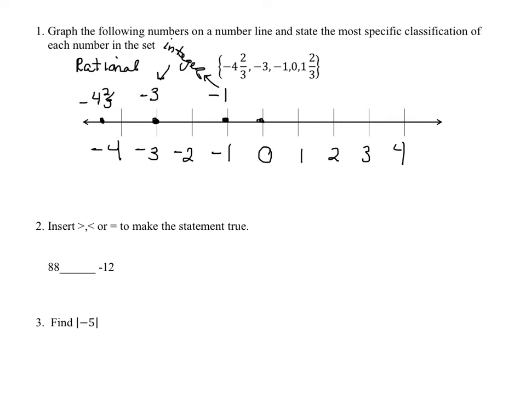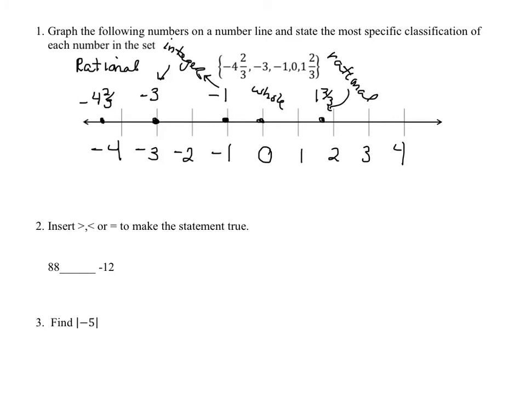0, the most specific classification would be whole number. 1 2/3 would be right about here. And the most specific classification of 1 2/3, again, would be rational. Cool, we're done with that.